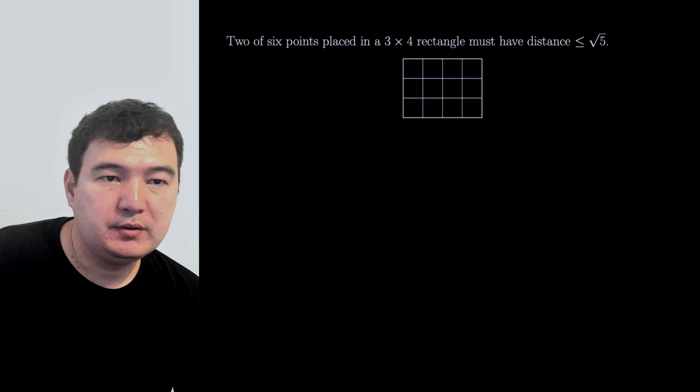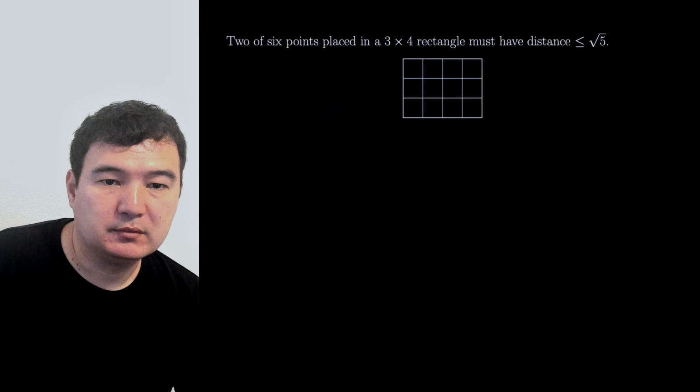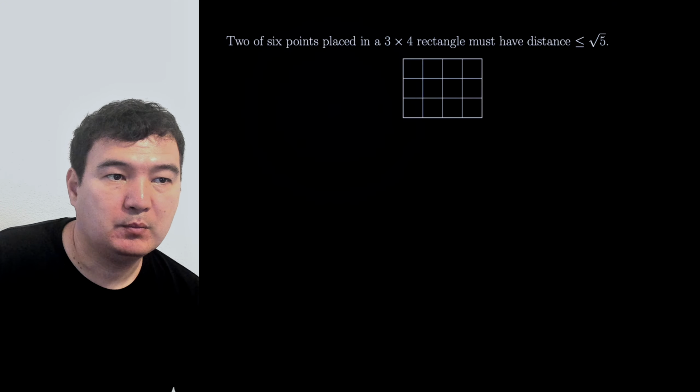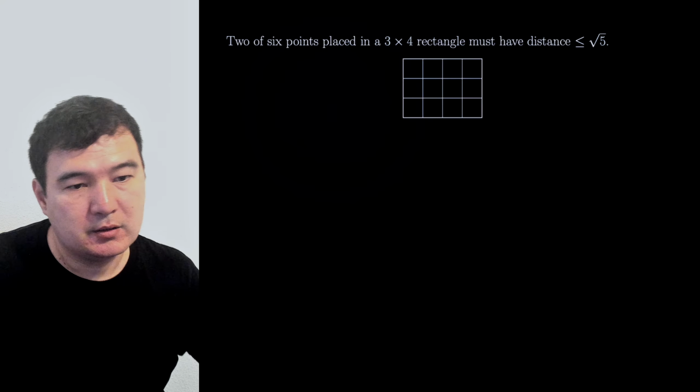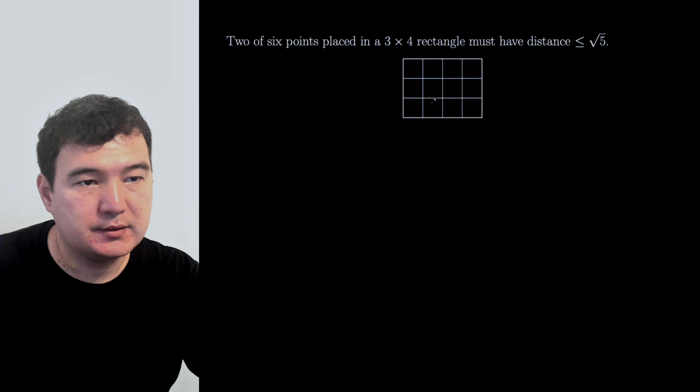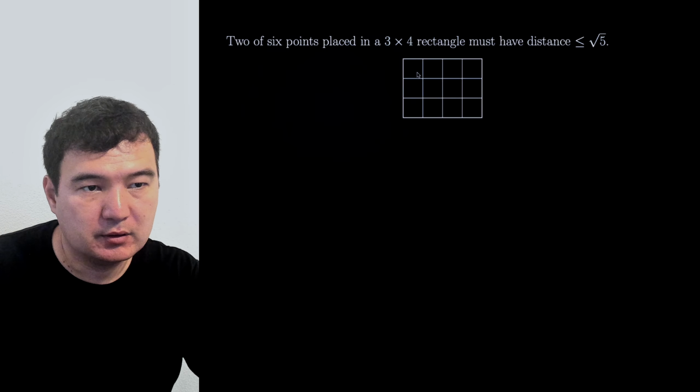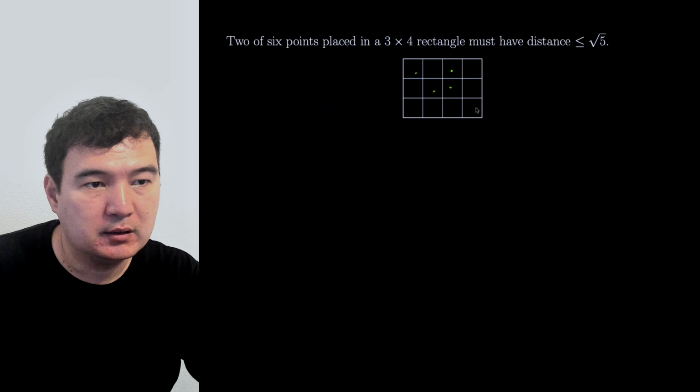Prove that among 6 points placed in the following 3 by 4 rectangle, 2 of them must have distance less than or equal to square root of 5. So no matter how you place 6 points inside this 3 by 4 rectangle, there will be 2 whose distance is less than or equal to square root of 5.